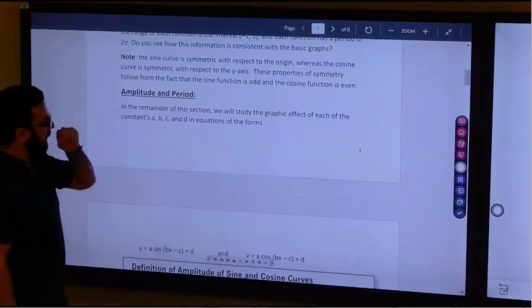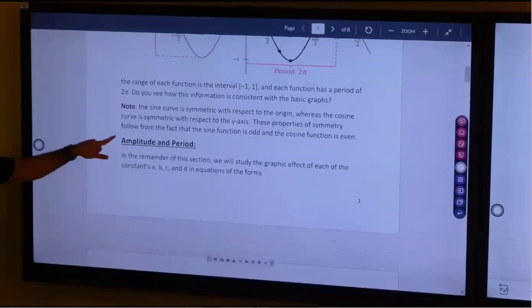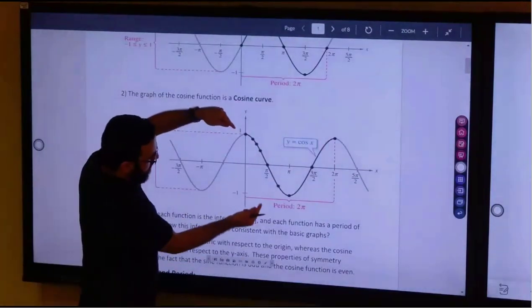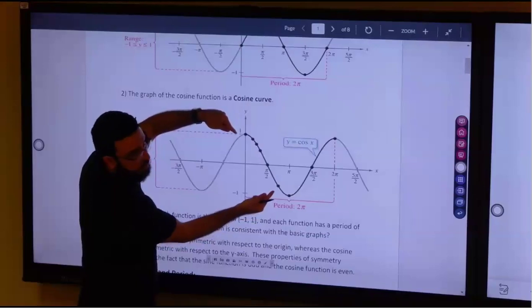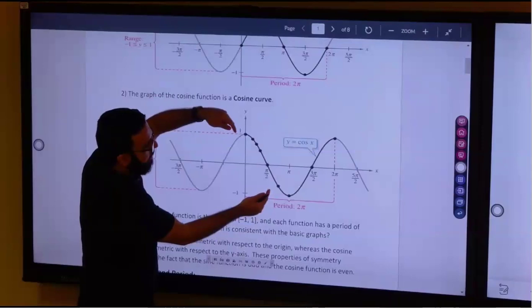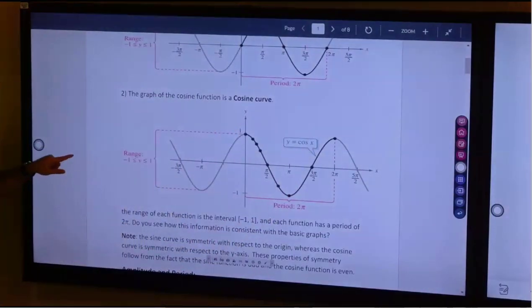Amplitude and the period. How are we gonna find these? Again, the amplitude is what? It's the distance between the top and the bottom, the maximum and the minimum. For the wave, how much is going to be the wave? And the period is going to be 1 second. Okay?